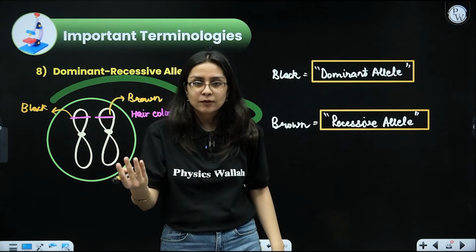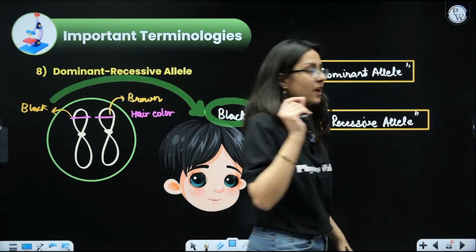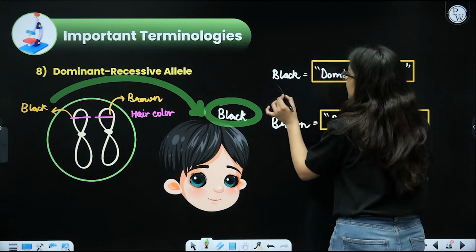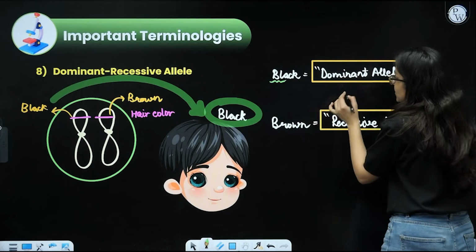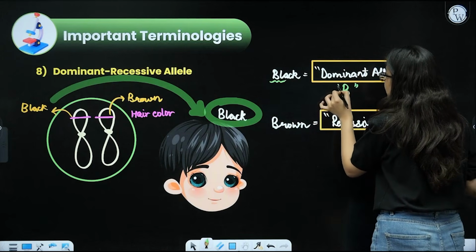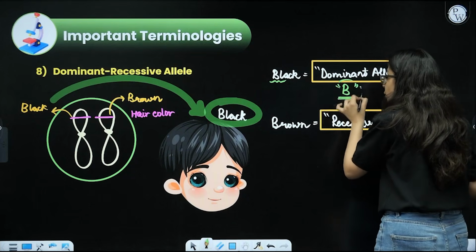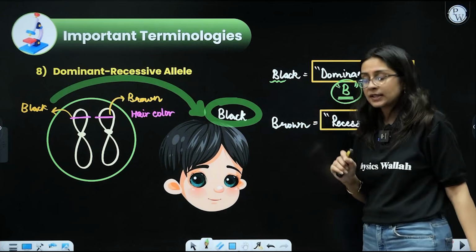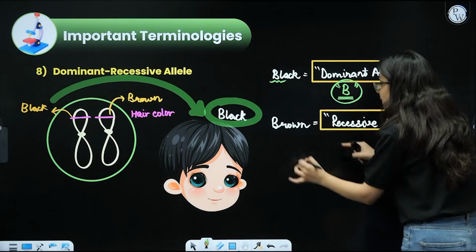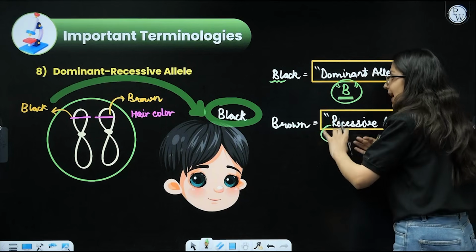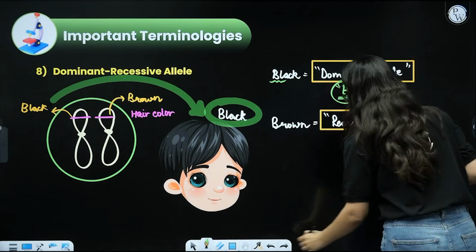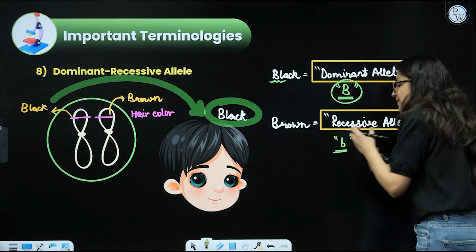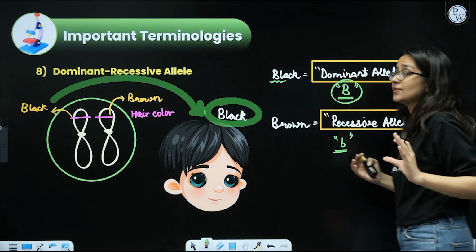So to make things easier for you, there are certain abbreviations that we use. Whenever we have to represent a dominant allele, what we do is we pick up the first letter of the trait and we just write it in capital. So this is basically capital B. When you write capital B over here, the examiner will understand that you are talking about a dominant allele. Got my point? Likewise, when you have to write down the abbreviation for a recessive allele, you simply have to use the lowercase letter of this particular trait. So I will simply write small b over here. When you write small b, the examiner will automatically understand this is a recessive allele for the hair color.